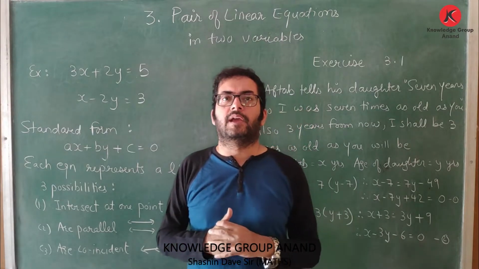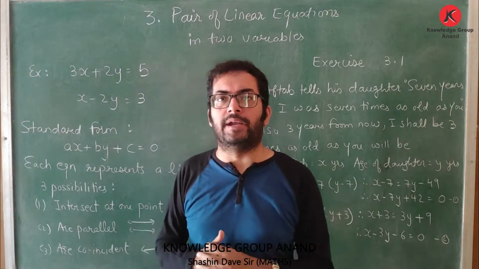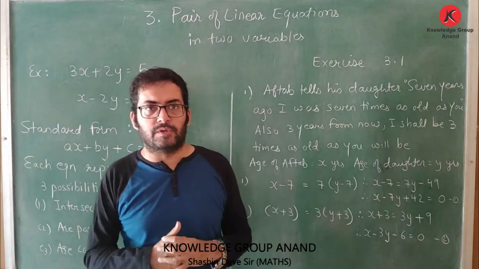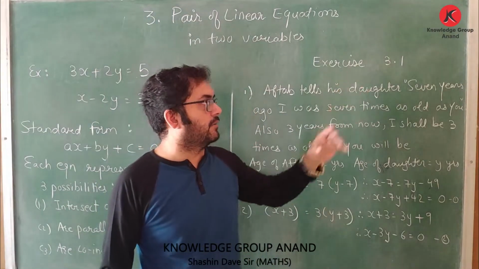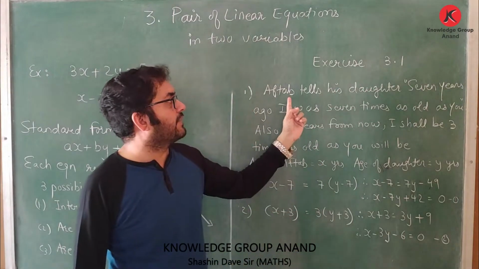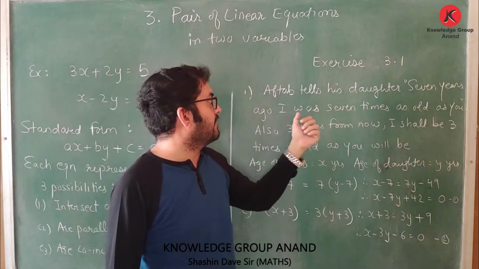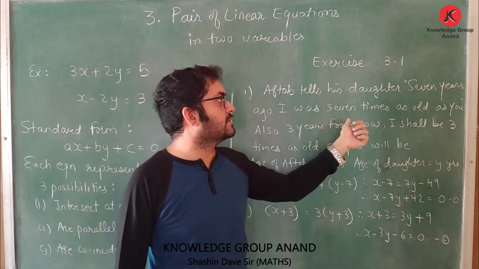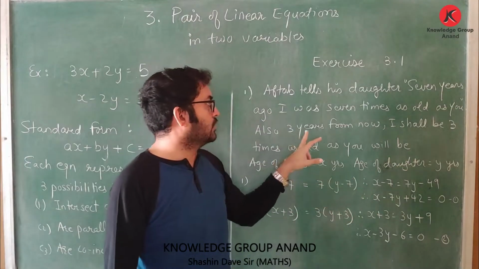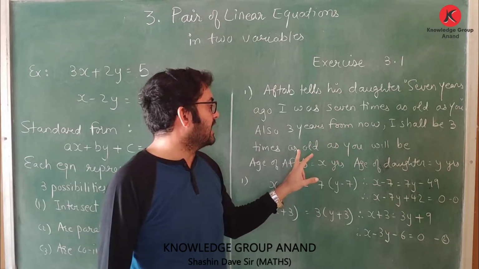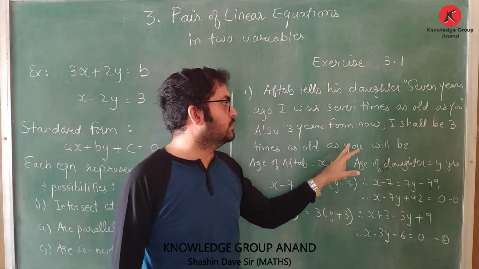Now this thing has been discussed in exercise 3.1. The first question of exercise 3.1 goes this way. Aftab tells his daughter, 7 years ago I was 7 times as old as you. Also 3 years from now I shall be 3 times as old as you will be.